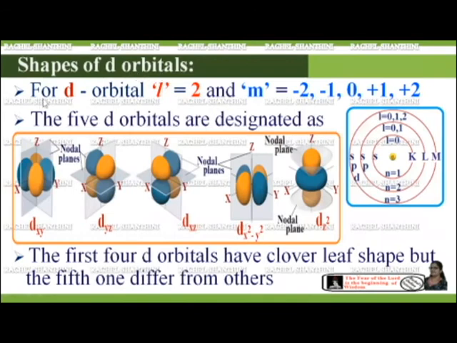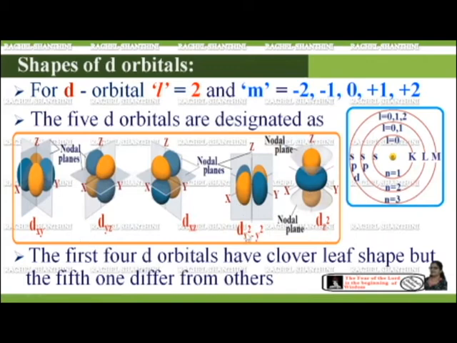Shapes of d orbitals. For d orbitals, what is the value of azimuthal quantum number L? L equals 2. And what is the value of m? m ranges from -2 to +2, that is -2, -1, 0, +1 and +2. So it will have 5 values. Since it has 5 values, it has 5 d orbitals. The 5 d orbitals are designated as dxy, dyz, dzx, dx square minus y square, and dz square.